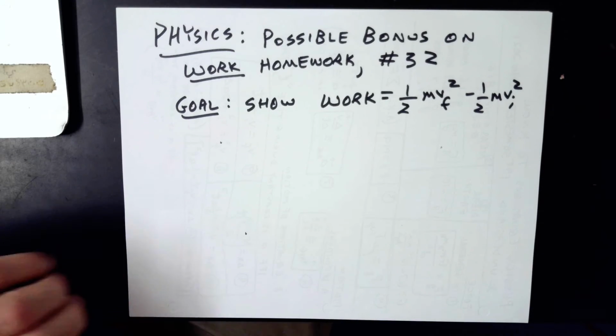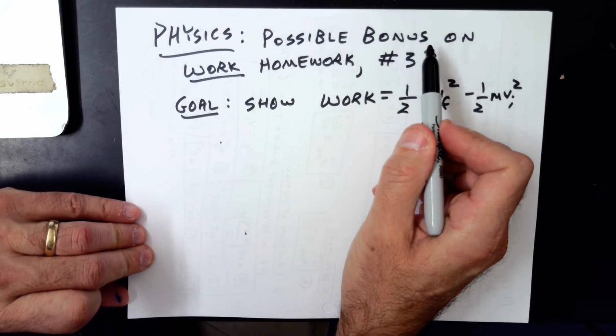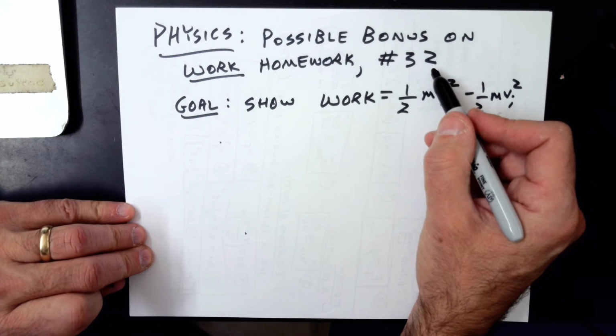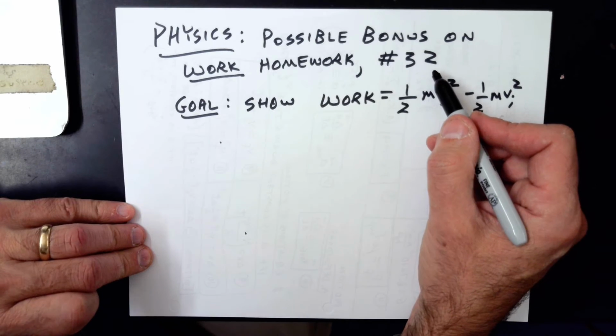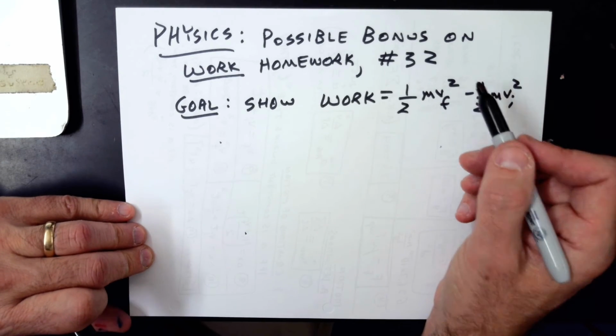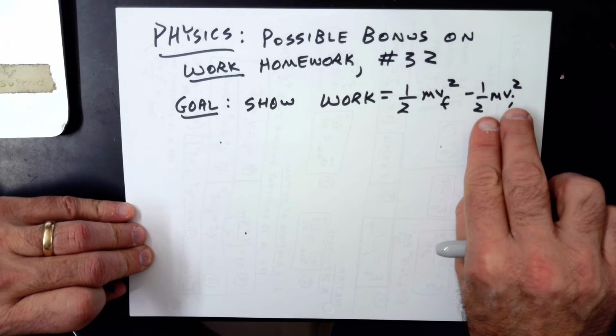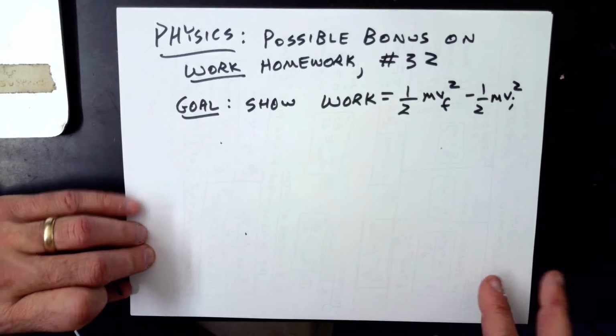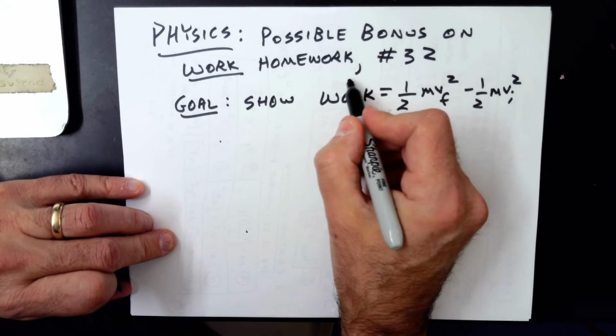This video will show you how to do the possible bonus at the end of the work homework. I will do number 32 because it's the more complicated one. If you can do 32, if you can follow this, then you can do 31, because the only difference is it's easier because the initial velocity is 0 instead of non-zero.